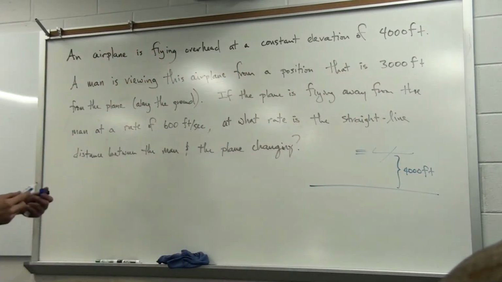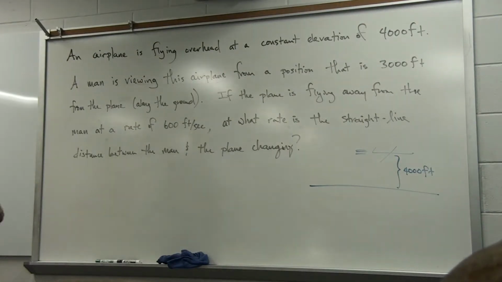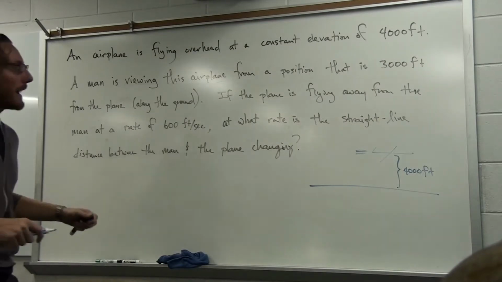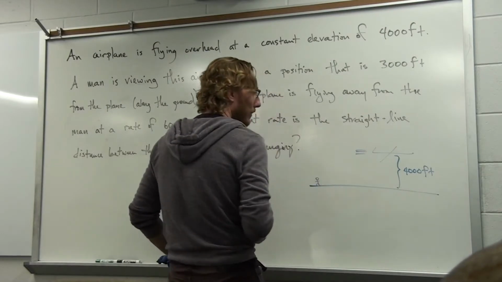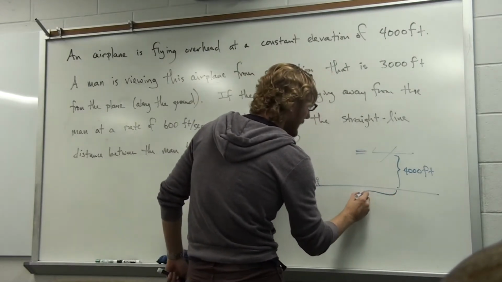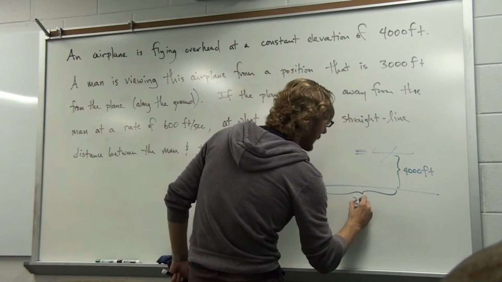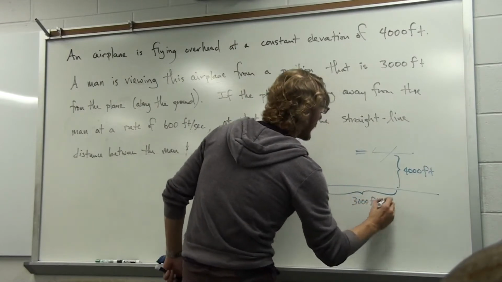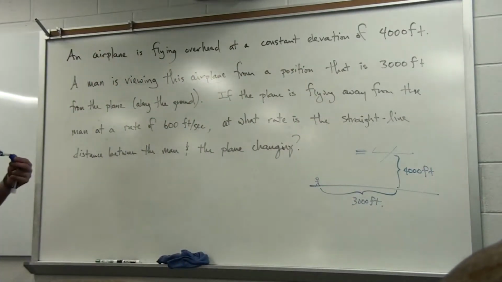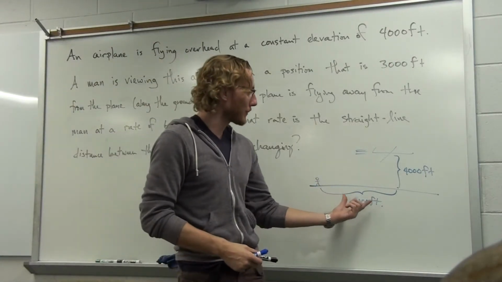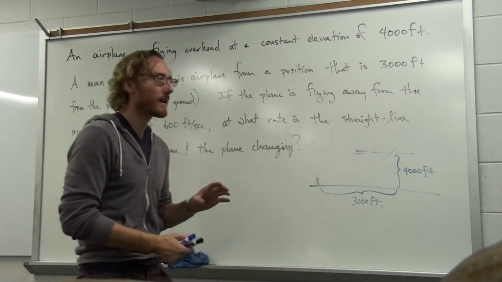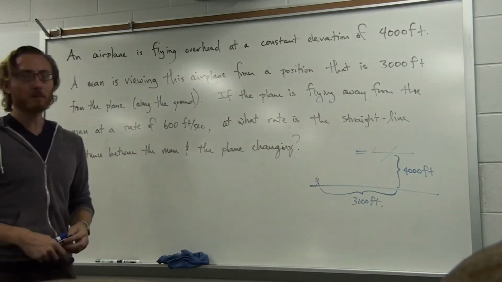So you can imagine the airplane flying, and a constant elevation of 4,000 feet means the airplane is 4,000 feet off of the ground. Okay, a man is viewing this airplane from a position that is 3,000 feet from the plane along the ground. So here is somebody who is viewing the airplane, and that person is 3,000 feet from the plane along the ground. Now, I should note, I have not drawn this to scale.